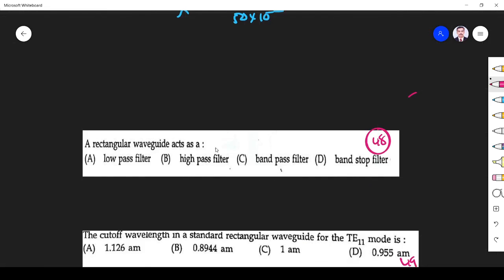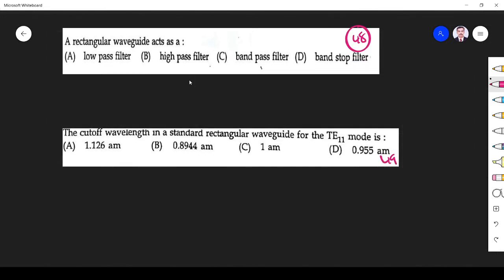Next question. A waveguide acts as a high pass filter. Direct question, right? So a transmission line is a low pass filter, a waveguide is a high pass filter. It is designed to allow only very high frequencies.